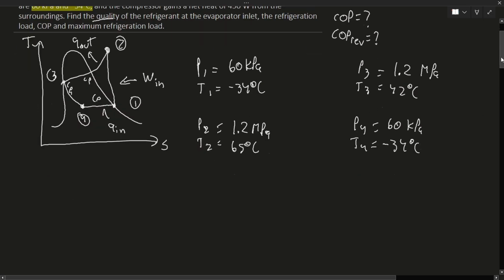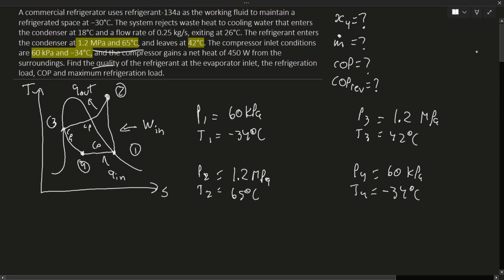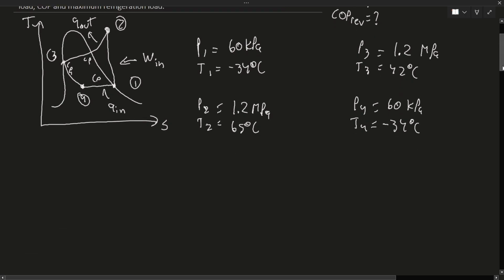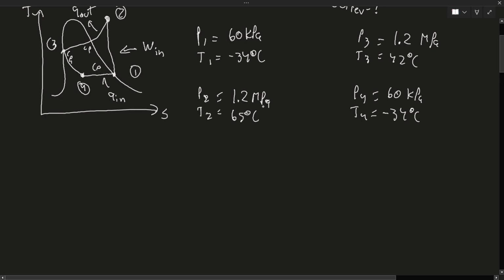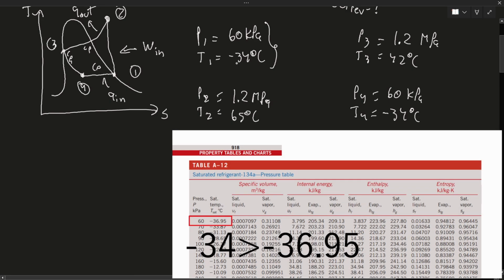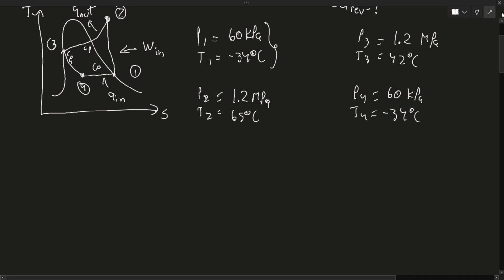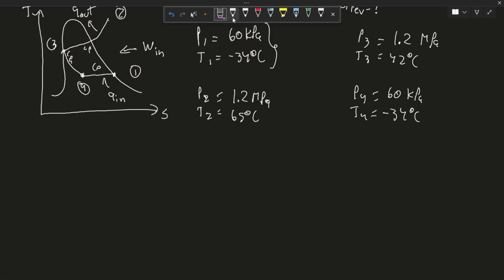So let's start. Basically, to find all of these answers, you have to find the enthalpies. That's h1, 2, 3, 4. Okay. How do you do that? Well, let's start with point 1. You go to 60 kPa in your tables for the refrigerant. And here we're going to realize that our temperature is higher than the saturated temperature. That means that it's superheated. So point 1 is not going to be on this line over here. It's going to be slightly higher, more over here.